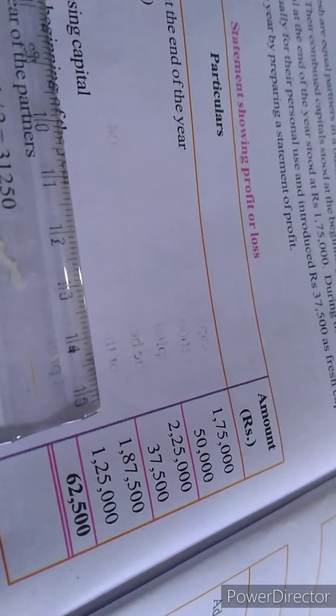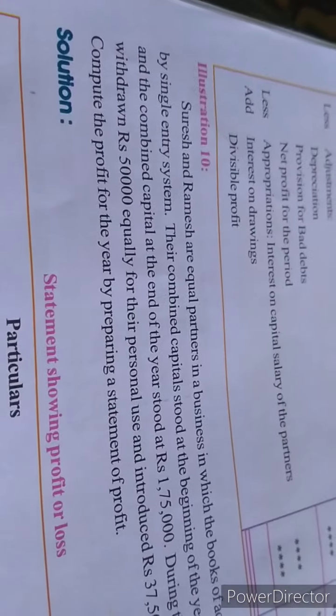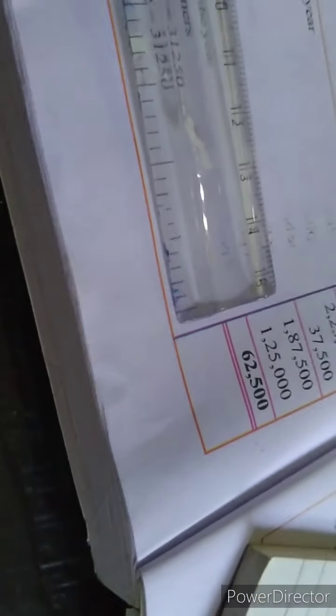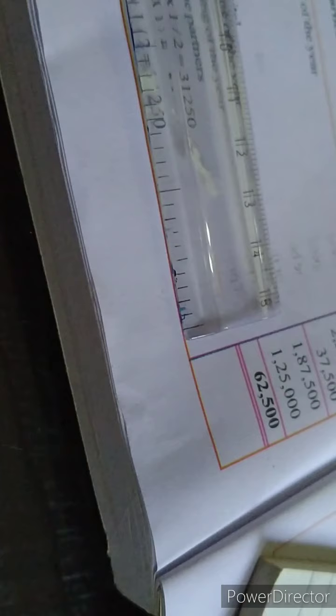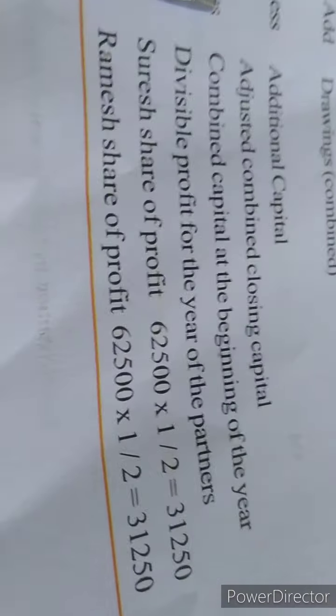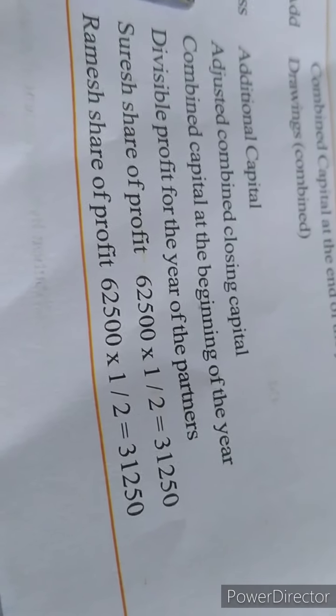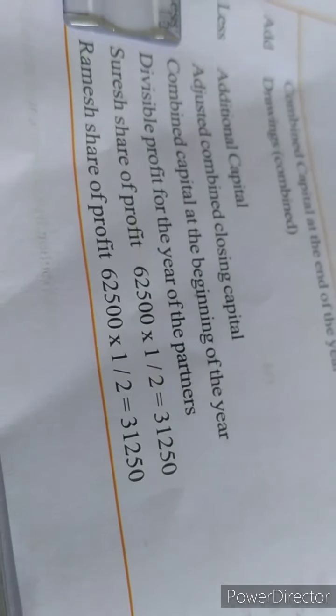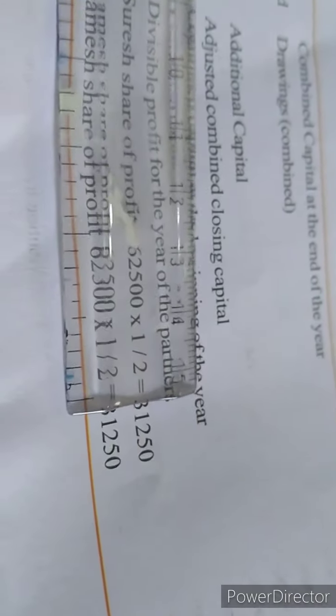So this profit is also the combined profit of both the partners, Suresh and Ramesh. How are they sharing? Equally. Means this 62,500 they should divide in such a way that both get an equal amount. So what we'll do is divide it into half. You will get an amount of 31,250. So have a look. Suresh's share of profit, 62,500 into half, 31,250. Likewise Ramesh's share of profit, 62,500 into half, 31,250.